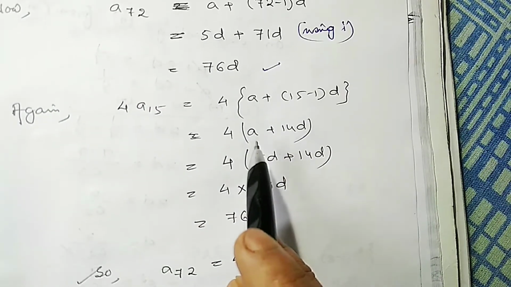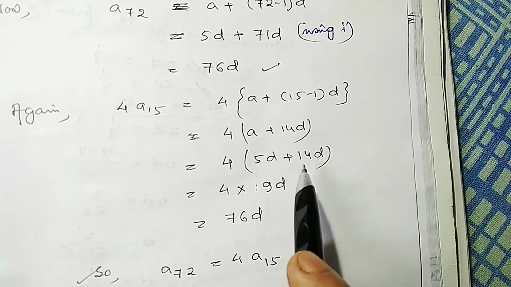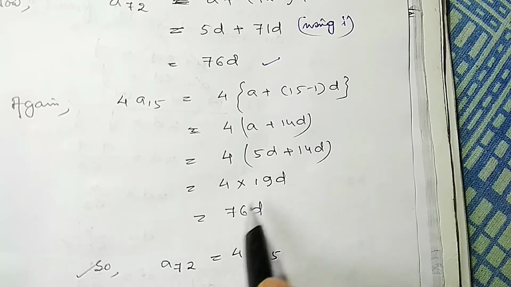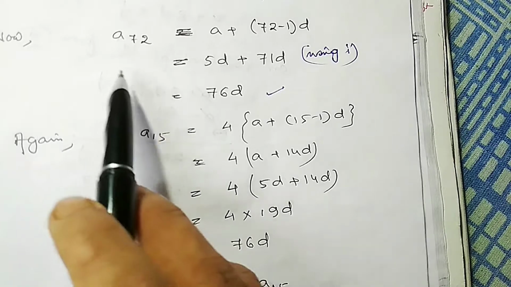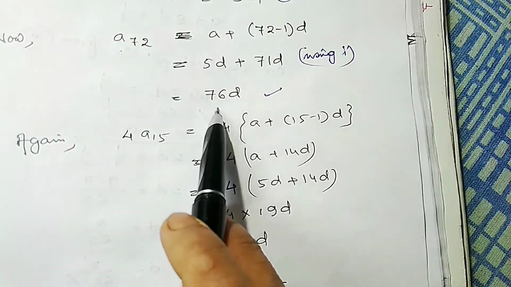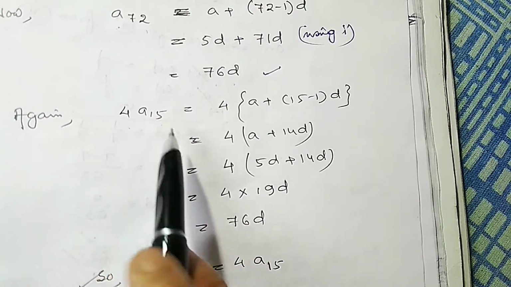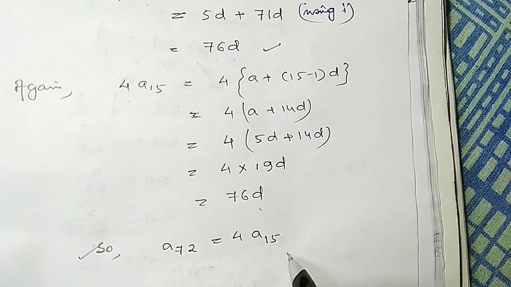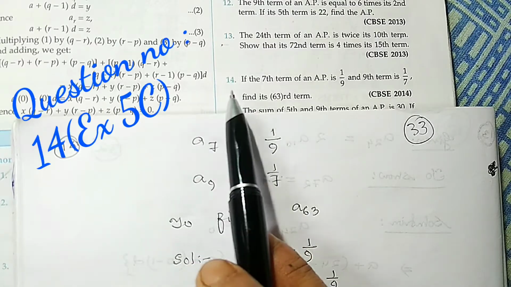So we are replacing A with 5D plus 14D. 4 times 19D, we got 76D. That means A72 is 76D. 4 times A15 is also 76D. Hence proved. Let me start question number 14.